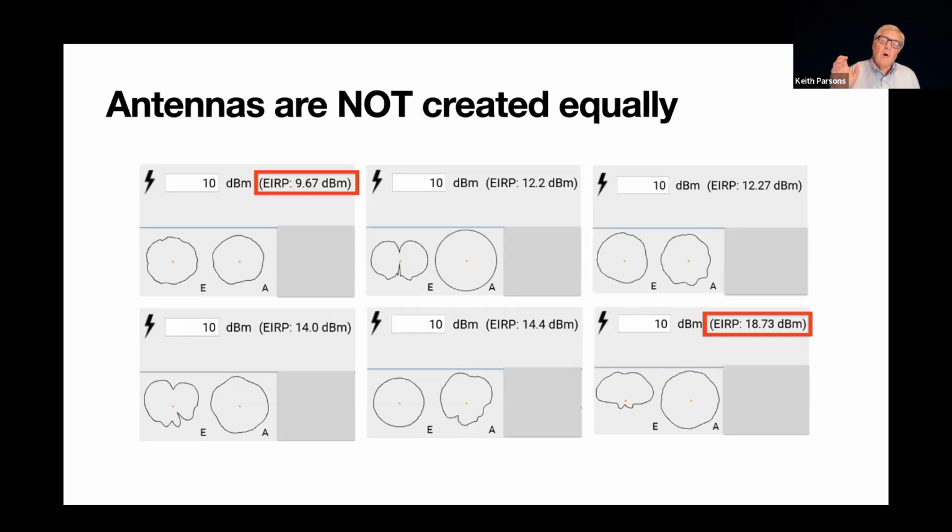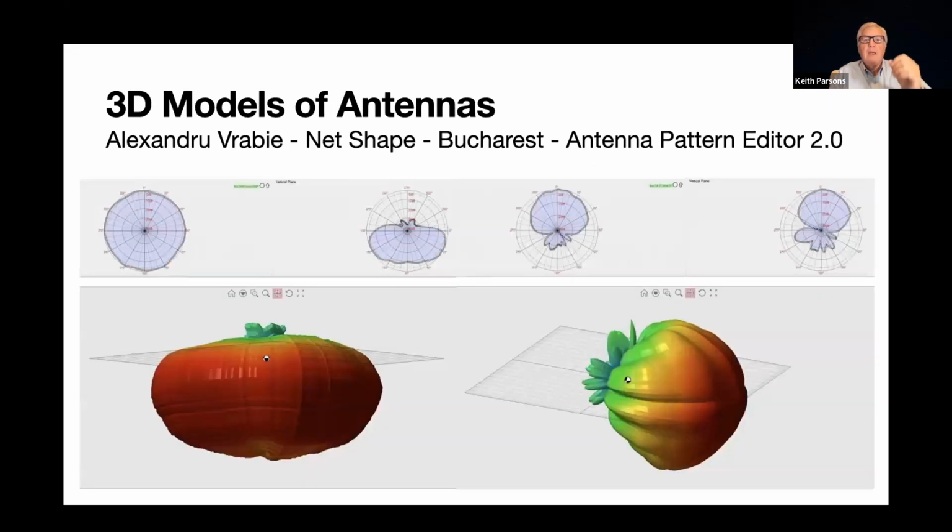Like a sprinkler, it'll take the water, and instead of spreading it all in one place, it kind of focuses it. Now, this week, and this is very timely, just a couple days ago, a guy took the Ekahau antennas and fed them to Alexandru Vrabie, who works for a company called NetShape out of Bucharest. He's using this antenna pattern editor software, and he just imported the pictures, and they turned them into nice 3D models. Yay, we like 3D models.